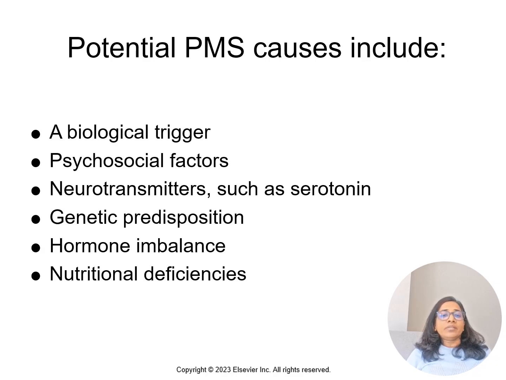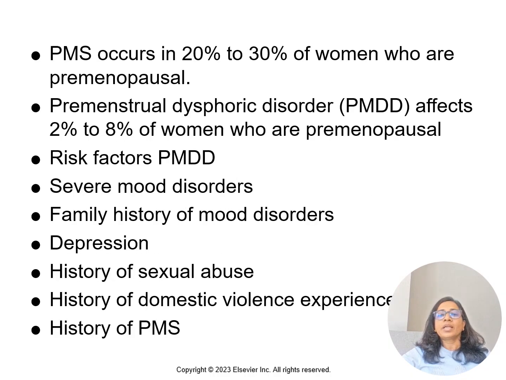So it could be related to a biological trigger or psychosocial factors, neurotransmitters, as I explained, serotonin levels, genetic predisposition, in families people might have premenstrual symptoms, hormonal imbalance, and also nutritional deficiencies. Nutritional deficiencies really play a big role in these premenstrual symptoms. And it's amazing when we correct some of the nutritional deficiencies, a lot of these symptoms go away.